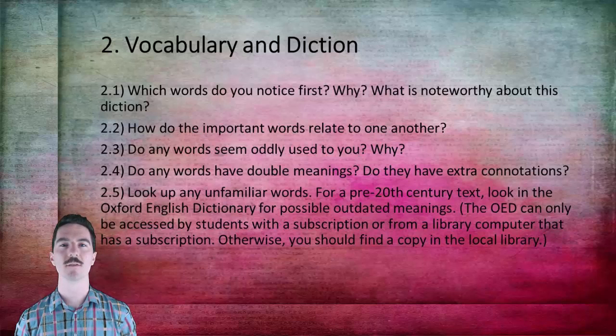Question 4. Do any of these words have double or triple meanings? Do they have especially powerful connotations? If there's a couple that stick out as especially connotation rich, you might want to draw out a couple of little lines coming off the word and explain what connotations spring to mind for you when you read that word. And the 5th question is optional. If there's any words you don't know, now would be a really good time to look them up. If it's an older text, say a piece of Shakespeare's work or something similar, you might want to look in the OED, which is the Oxford English Dictionary, to check for definitions and whether the word is archaic or still in use.